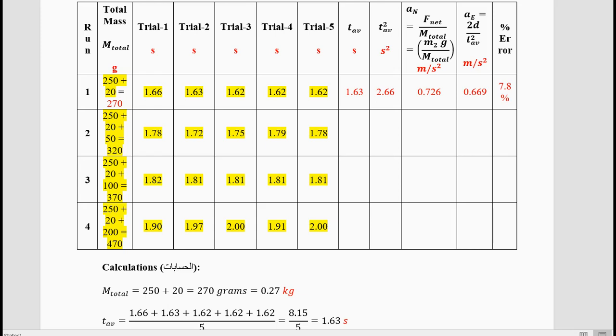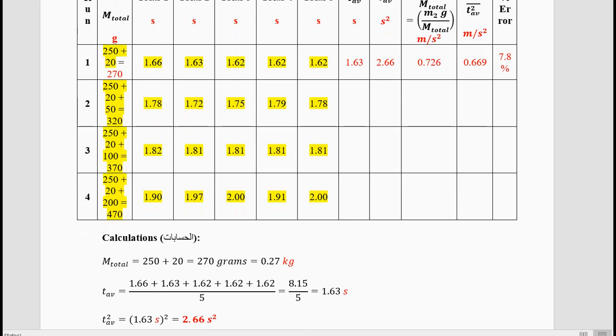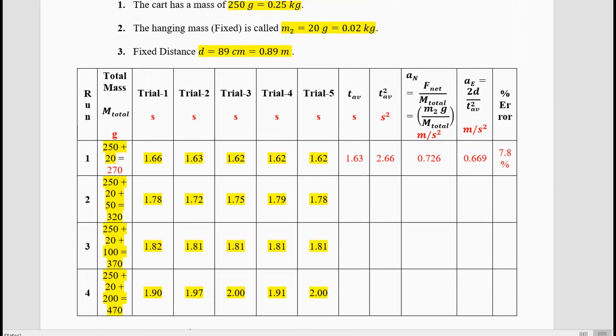First time you are adding 0, the cart is empty. Second time you add 50 grams. Third time 100 gram. Fourth time you add 200 gram. 250 plus 20 plus 200, which is 470. Do the addition carefully. Use calculators if you want. Now your time measurement is done 5 times for the same distance. Same distance 5 times.